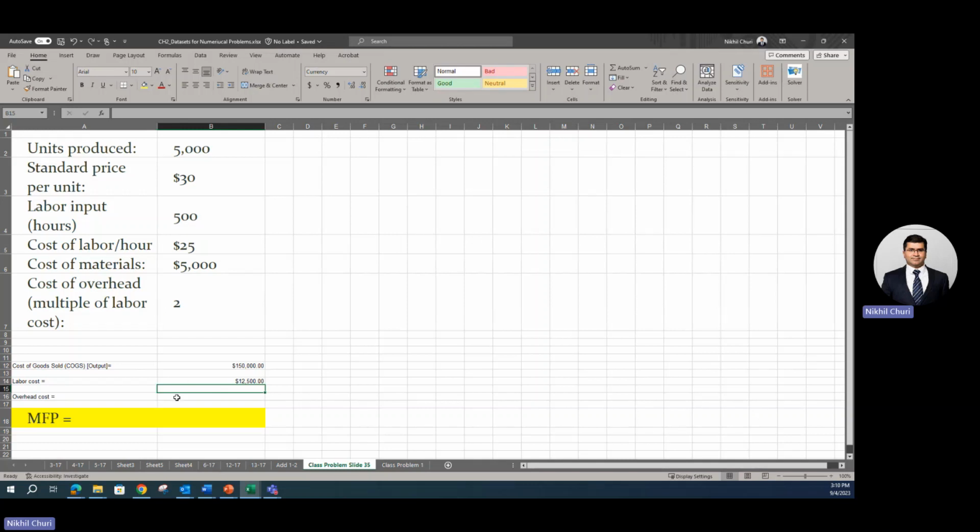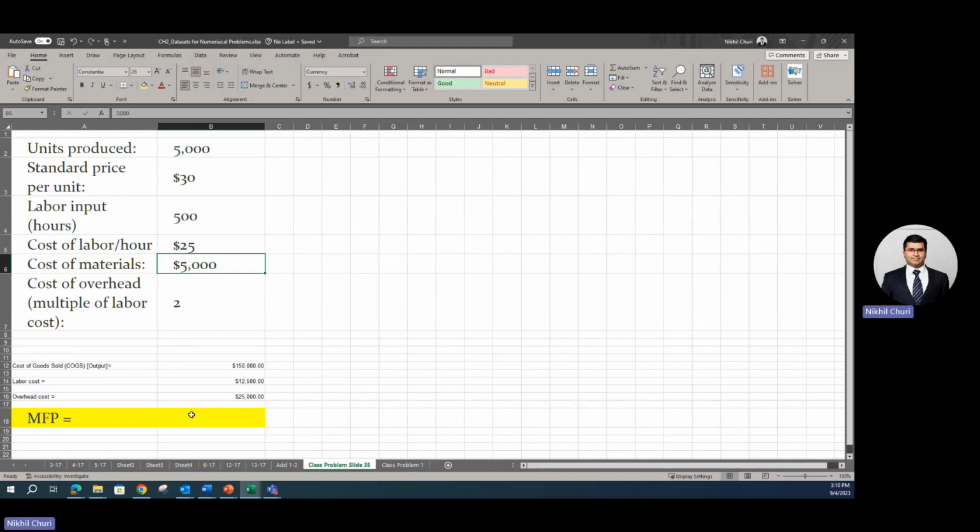And the next one is overhead cost. So that's twice the labor cost. You can do it multiple ways, but I'll just do 2x in bracket. I'll recalculate the labor cost: hours 500 multiplied by 25. So that's twice the labor cost, 25,000. And the last is the material cost, which is straightforward, given.